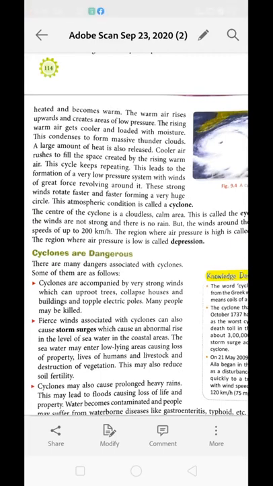Strong wind rotates faster, forming a huge circle. The atmospheric condition is called cyclone. Warm air above the sea surface moves faster and faster, and this creates a huge circle in the sea water. This condition is called cyclone.